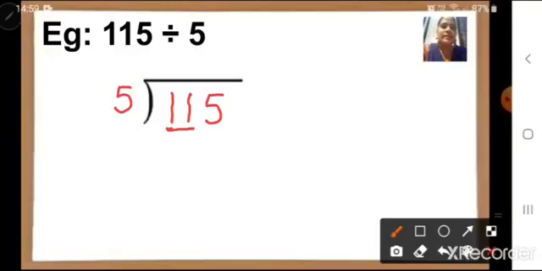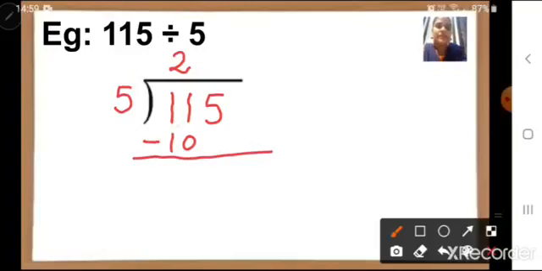So children, come on, say the table with me. 5 ones are 5, 5 twos are 10, 5 threes are 15. Now children, 5 threes are 15. It is bigger than 11, so we cannot take that. So we have to take 5 twos are 10, correct? Because 10 is smaller than 11. So how are we going to write? 5 twos are 10. Then we have to put a minus sign and then we will subtract, 11 minus 10.